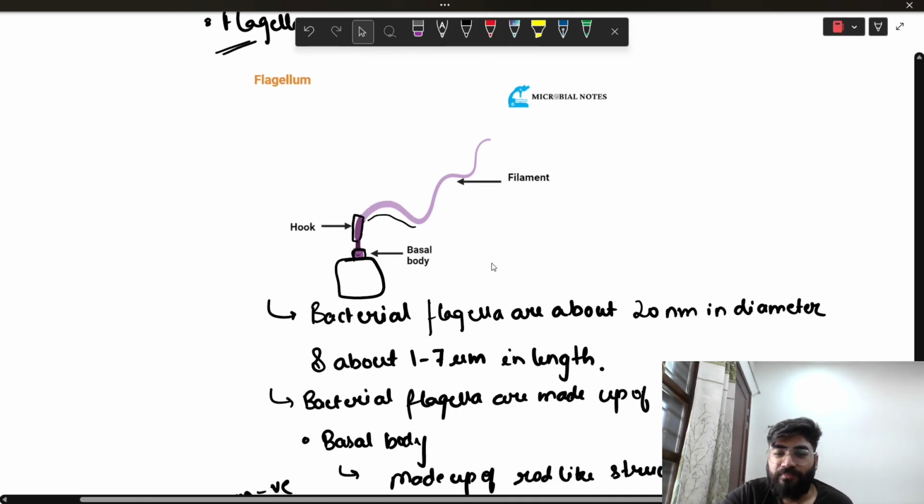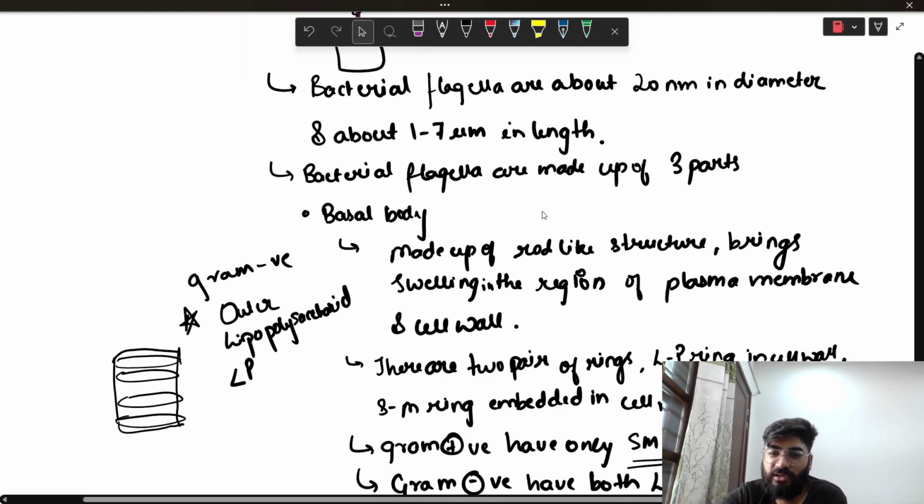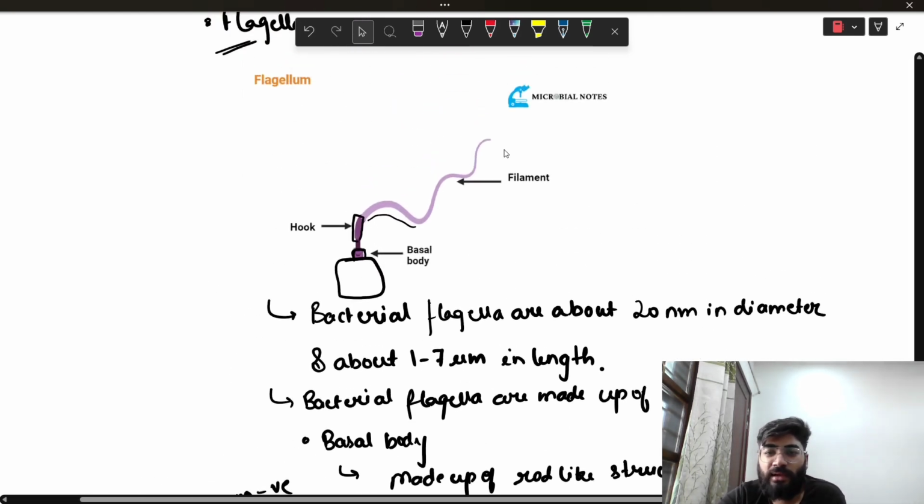Basal body. Some details about flagella: it is 20 nanometers in diameter and 1 to 7 micrometers in length. It is longer but a bit thicker in diameter, 20 nanometers. Bacterial flagella are made up of three parts, as we have seen already. This is the picture that I took from Microbial Notes.